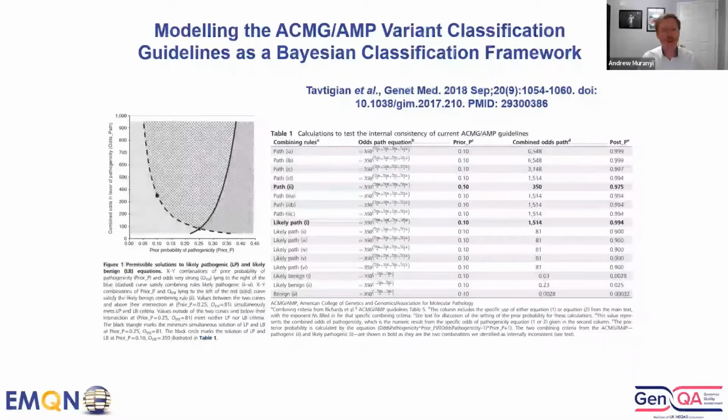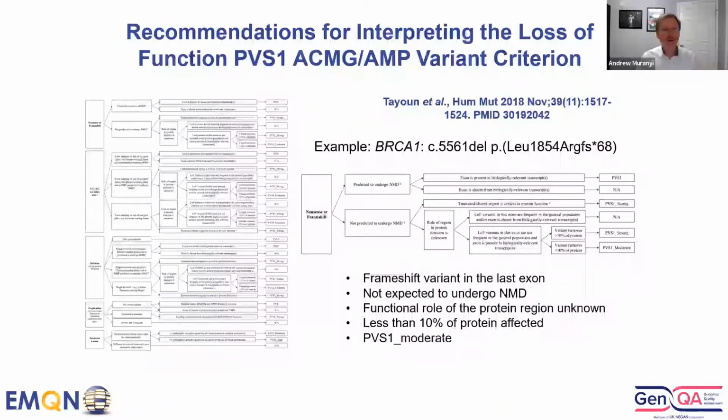Next slide, please. Another important publication that came out subsequent to the 2015 guidelines is an in-depth review of the PVS1 variant criterion. This publication looked at the PVS1 evidence and broke it down into five different categories. I'm not going to go through the whole decision tree that's on the left here, but will work through one example.